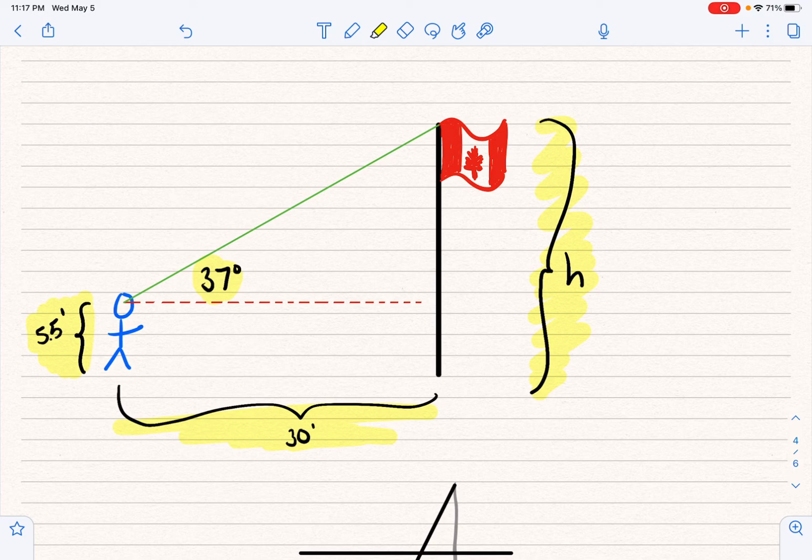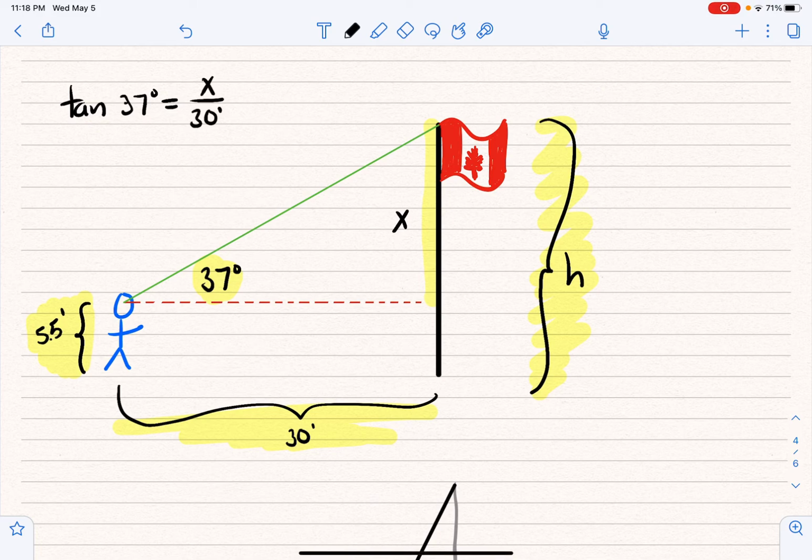Okay, let's talk about it. For this one, hopefully you see it, you go, man, this is easy. First of all, I just have to figure out how long this section of the flagpole is, and so I'm going to call that x. So I know in this case that not sine, but the tangent of 37 degrees is equal to opposite, which is that x, over adjacent, which would be the 30 feet.